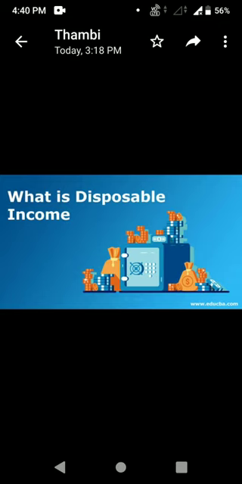Thus it can be expressed as disposable income. So this disposable income can be calculated by PI minus direct taxes. Okay, personal income minus direct tax. From the consumption approach, disposable income is equal to consumption expenditure plus saving. Are you clear? Okay, once again we can recall.